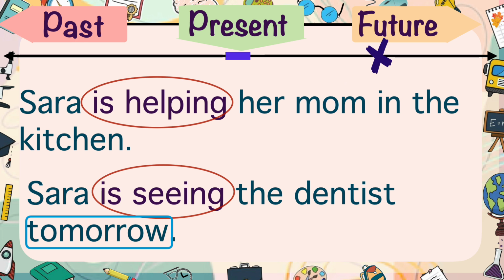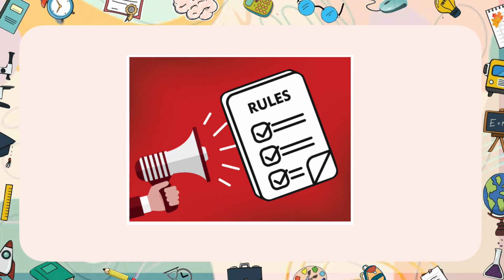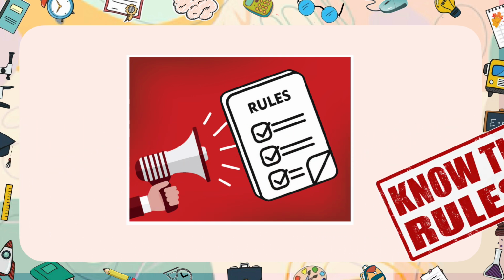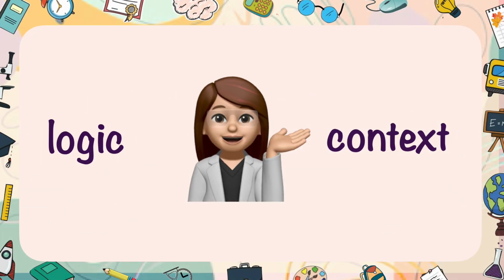But wait, I said these time expressions have nothing to do with tense. That's correct. We still say it's the present continuous tense, but we say it's used for the future. We don't say it's the simple future tense. And that's why I said it's important to learn the rules of how to use each tense, because you can't just randomly put a time expression with any tense and export it to another time. You have to know your rules to use these tenses. And then there's logic and context that you need to take into account.